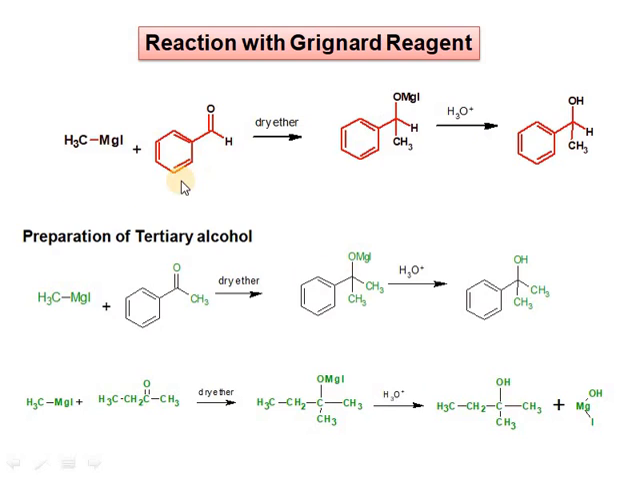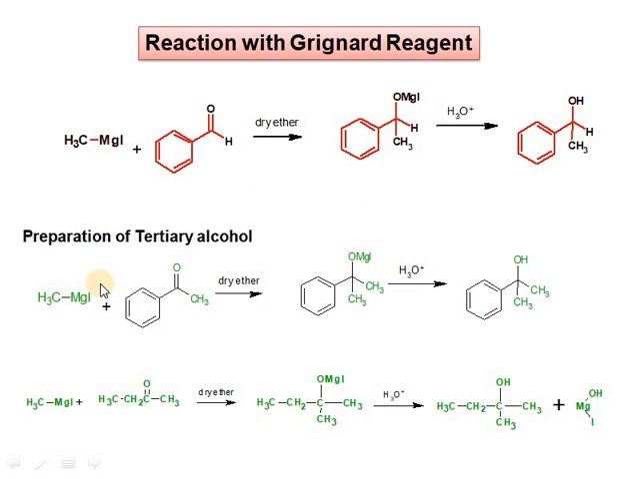But first one more example. Benzaldehyde can be treated with methyl magnesium iodide. This methyl carries a negative charge, right? This methyl attacks the carbonyl carbon and forms a negative charge on oxygen, right? So O minus MgI. And then after hydrolysis with the acid, O minus is converted to OH, right?